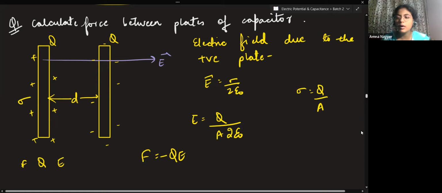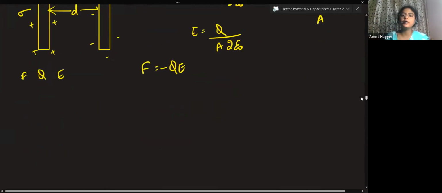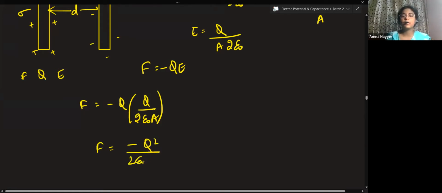Now I have the value of the electric field, just put it in. Force will be minus Q times the value of the electric field, which is Q by 2 epsilon naught A. So your final answer is minus Q square by 2 epsilon naught A. This is your final answer.